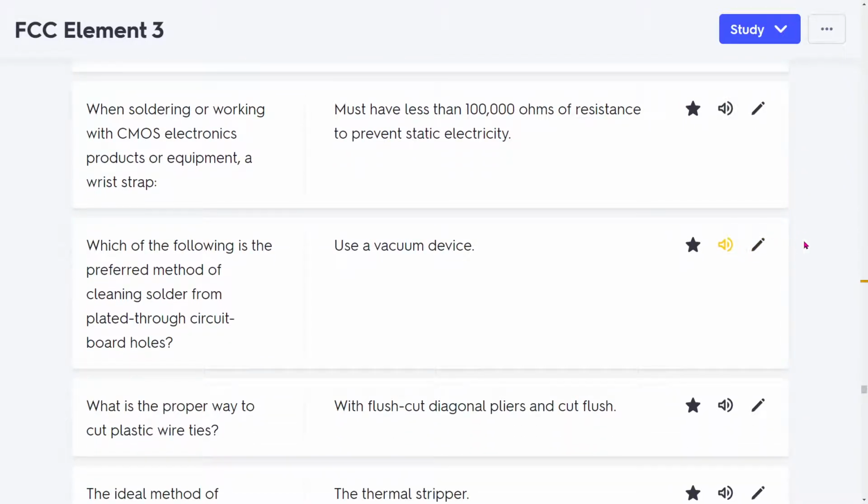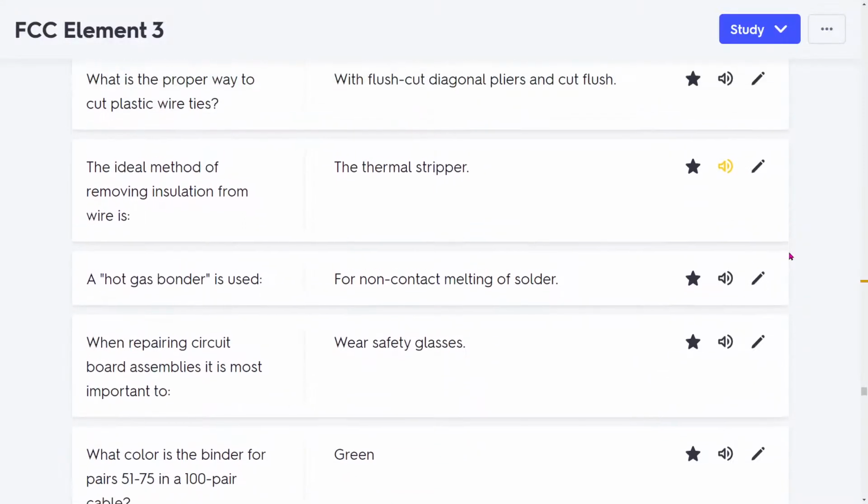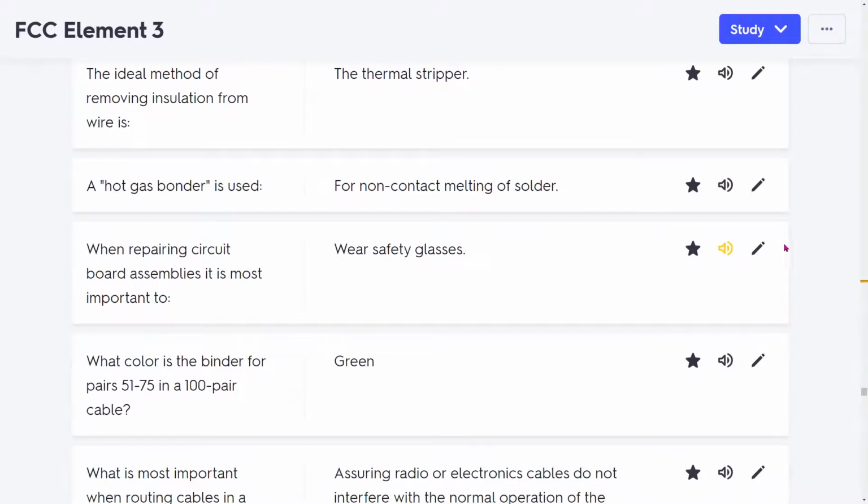Which of the following is the preferred method of cleaning solder from plated through circuit board holes? Use a vacuum device. What is the proper way to cut plastic wire ties? With flush cut diagonal pliers and cut flush. The ideal method of removing insulation from wire is the thermal stripper. A hot gas bonder is used for non-contact melting of solder. When repairing circuit board assemblies, it is most important to wear safety glasses.